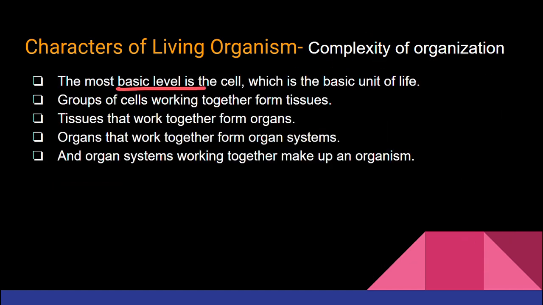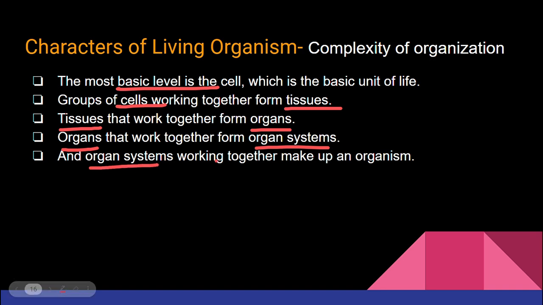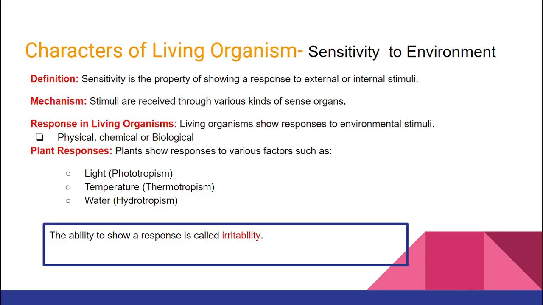Now, the most basic level is your cell. As I said, it is the smallest unit of life, right? Group of cells work together to form tissue. Tissue works together to form organ. Organ works together to form organ system. And organ system finally forms you and me, right? Organisms. Now, let's jump on to the third characteristic, that is sensitivity to the environment.